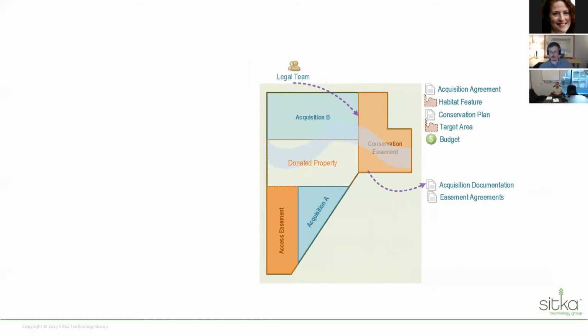All of the paperwork from these transactions taken together could fill a file box full. We've got acquisition documents with all the due diligence, all the neighbor communications, all the legal papers, and the easement agreements.